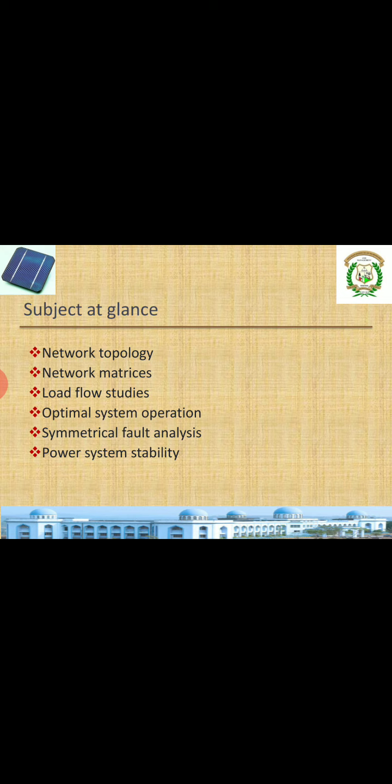So we will see this subject at a glance, what we are going to study in this subject. The first one is the network topology. In the previous subjects you have studied the reactance diagram. From the reactance diagram we are going to get the graphs of the particular power system. From the graphs we will get the oriented graphs, tree, co-tree, subgraph, and many other things. That comes under the network topology.